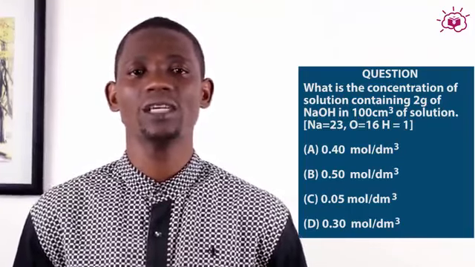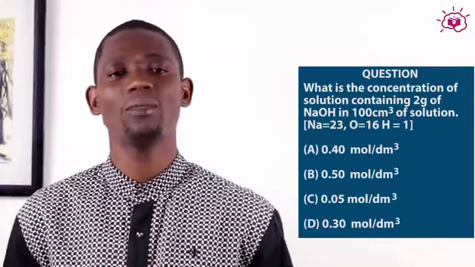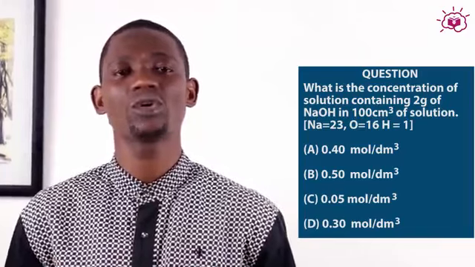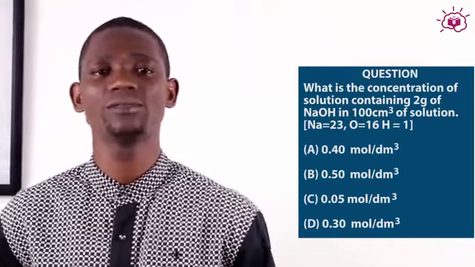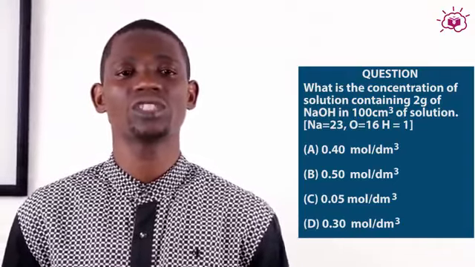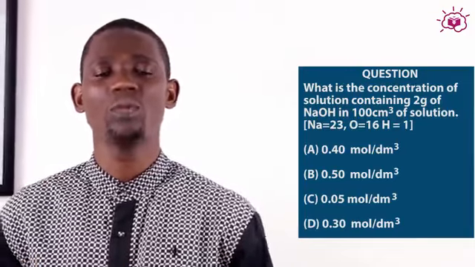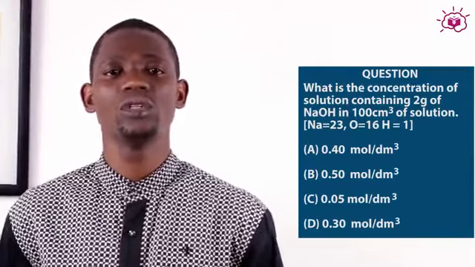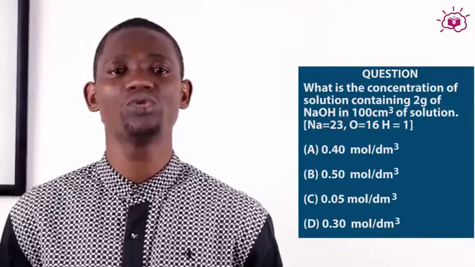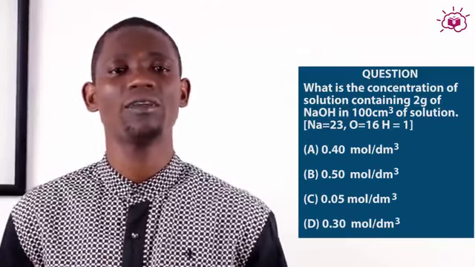We'll first convert the amount given to us to moles using the formula: number of moles is equal to mass divided by molar mass. The mass given to us is 2 grams. The molar mass of sodium hydroxide, with formula NaOH, is 23 plus 16 plus 1, to give a total of 40 grams per mole. So the number of moles in 2 grams of sodium hydroxide is 2 over 40, which is equal to 0.05 moles.